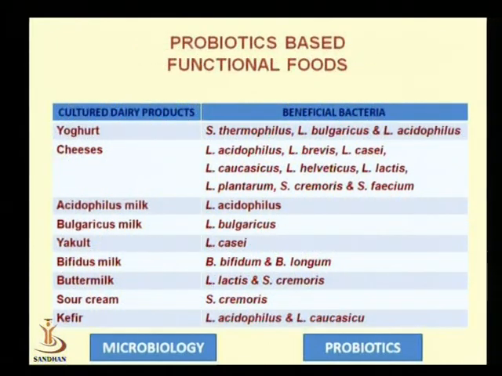Now these are the various functional foods containing probiotics. Among these, the major ones are yogurt, cheese, acidophilus milk, bulgaricus milk, bifidus milk, buttermilk, sour cream and kefir. If you look at the beneficial microorganisms present as probiotics within these functional foods, then the lactobacilli and bifidobacterium are prominent. In a few of the preparations, streptococcus also prevails.